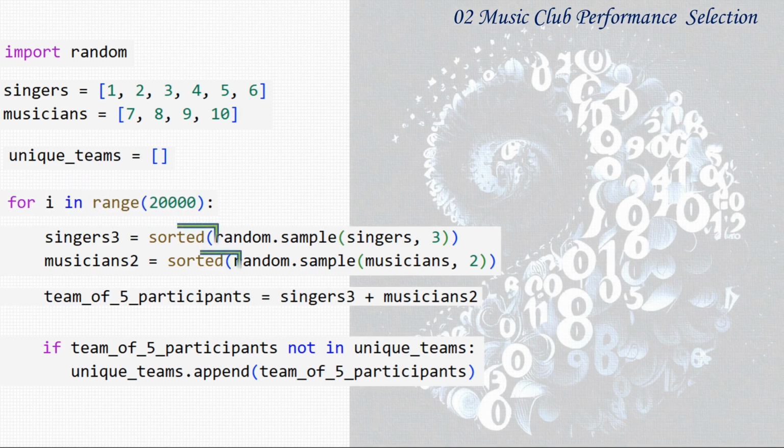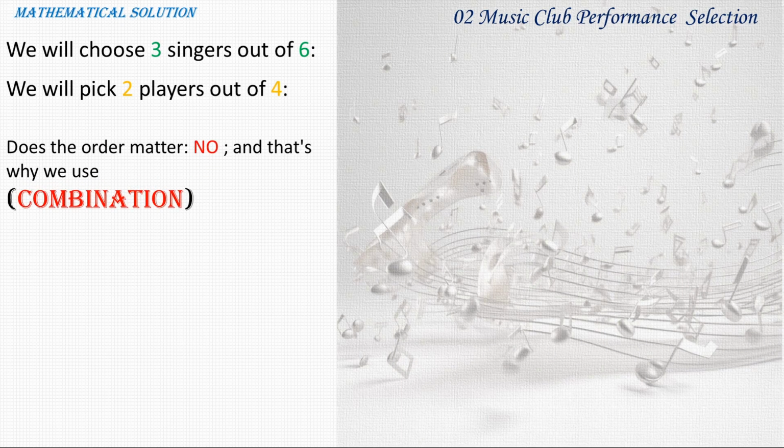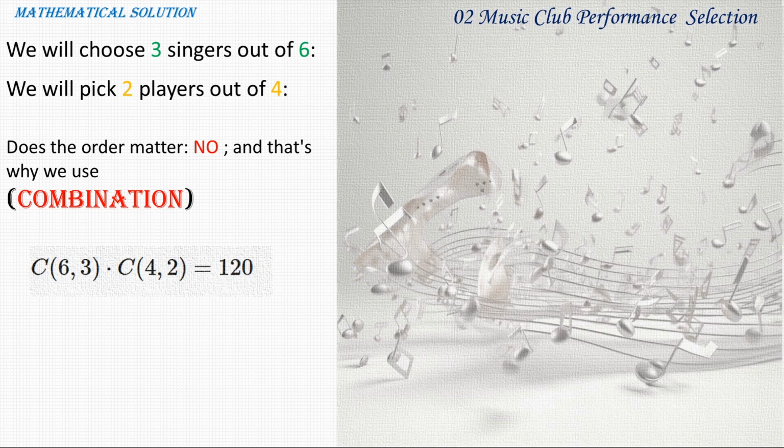The only difference with the previous task is that the order of selection does not matter to us, and therefore, after selecting the elements, we must sort them. Math solution. What we select? 3 singing students out of 6 and 2 playing students out of 4. Is the order important? No, and that's why we use combinations. Python can again be used as a calculator, since the math library has a function for calculating combinations.